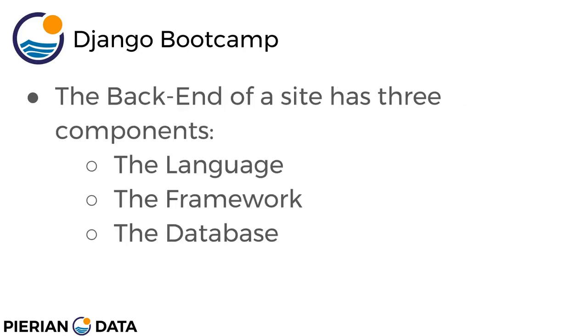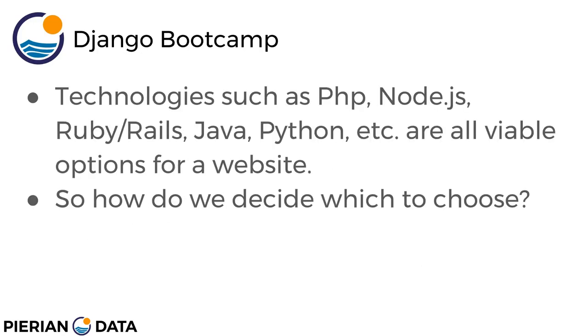So the back end of a site has three components: the language you choose for the back end, the framework you choose for that language, and then the database you want to connect to. Technologies such as PHP, Node.js, Ruby on Rails, Java, Python, etc. are all viable options for a website.